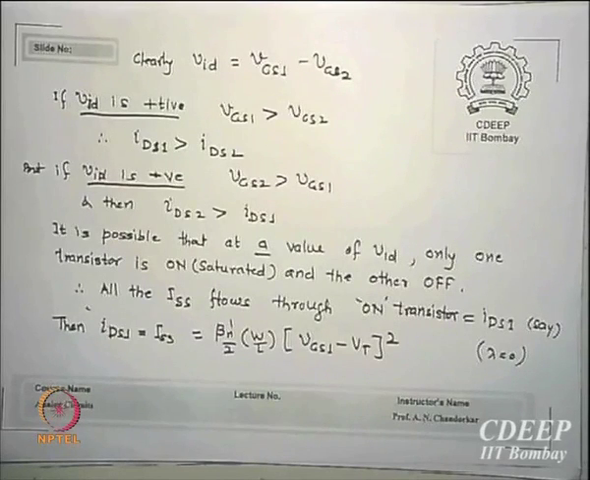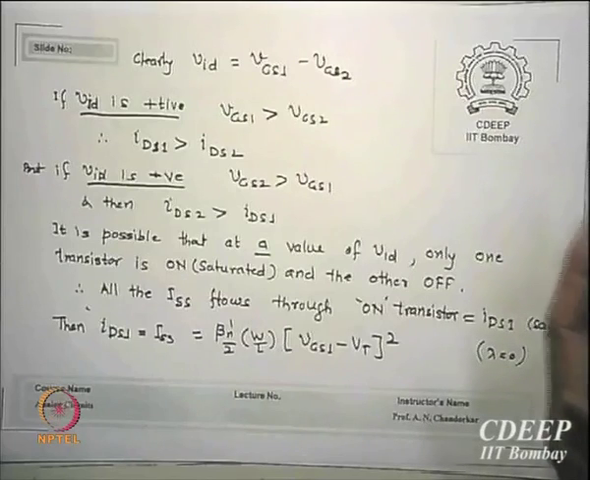So it can also occur that for a given value of VID, the other transistor may switch off. Is that point clear? If I change VID, the other is the opposite of that, so that becomes smaller and smaller, so that transistor, one of them, may switch off. All the current will be drawn by only one side.